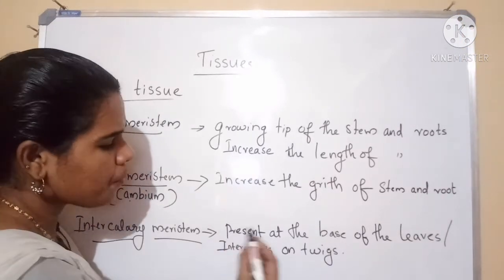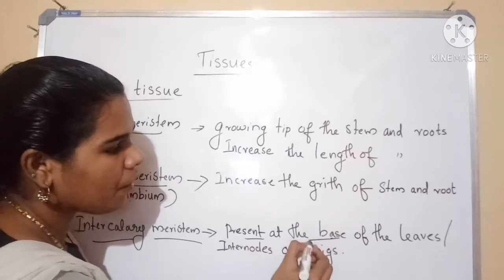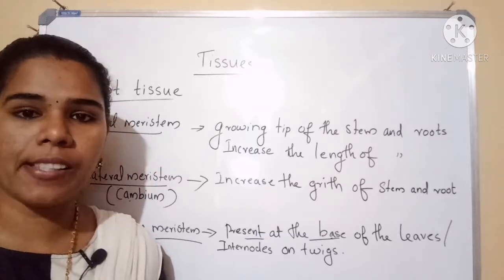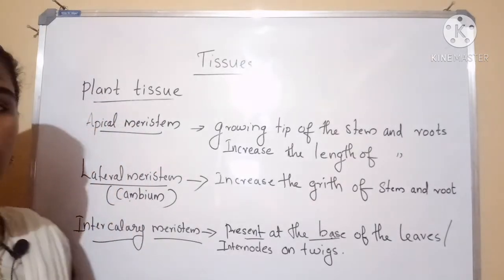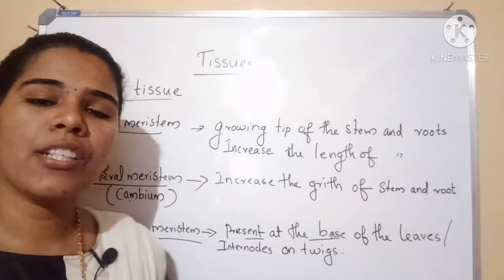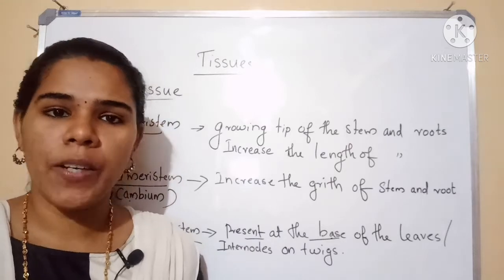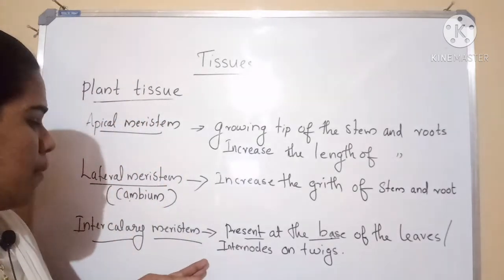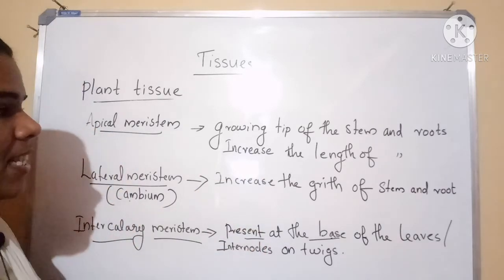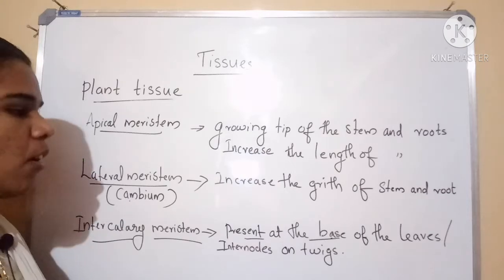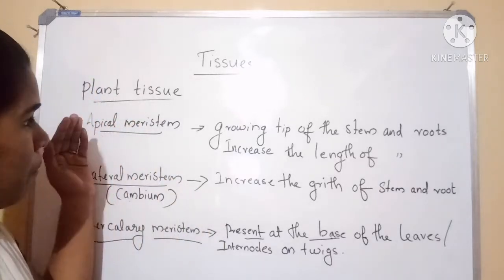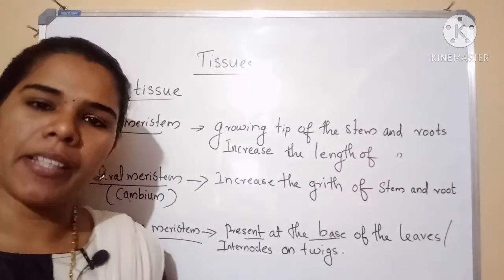The intercalary meristem is present at the base of the leaves or at internodes on twigs. Which helps to do what? It helps to increase the length and girth of the leaves and twigs. These are the main points regarding the meristems according to position.